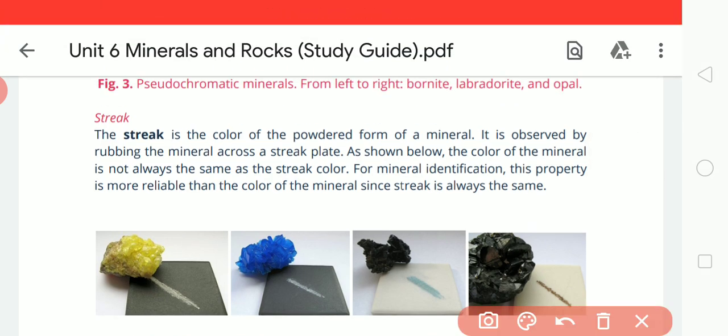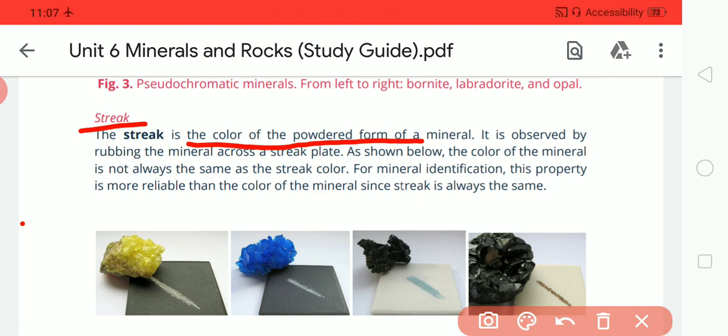Okay, streak. Now, streak is the color of the powdered form of a mineral. So in other words, class, the streak of a mineral is the color of the powder it produced when it is dragged across a streak plate. So kung ano yung kulay ng powdered form ng isang minerals, that belongs to the type of streak it has. Now, it is observed by rubbing the mineral across a streak plate. So, kailangan natin gumamit ng streak plate para ma-identify nato kung unsa ang color sa powdered form sa usa ka minerals. Kining streak plate class, usually naani siya yung mga rough na surface para inig-drug nimo sa isa ka minerals, makuhaan nimo ang color sa iyang powdered form.